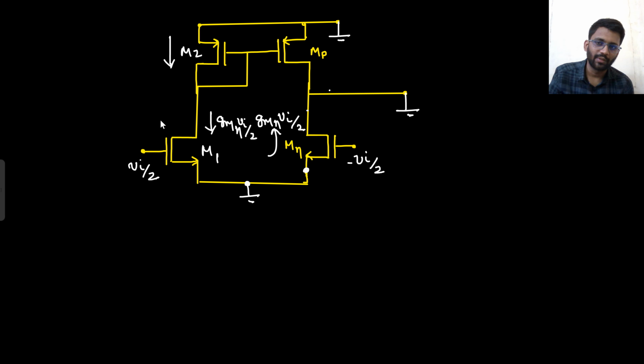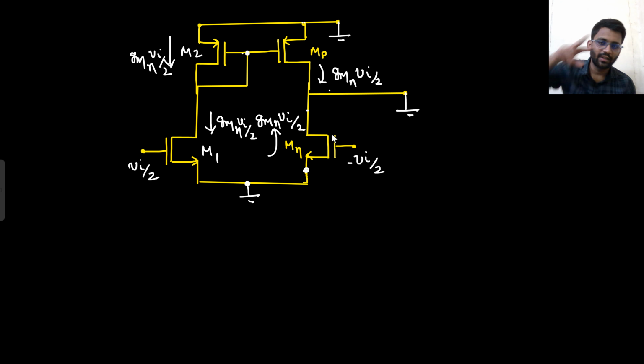Now the same current is flowing through M2 as well, because both are connected in series. So the same current is flowing through M2, that would be gmn Vin by 2 only, right? Now both have the same source and the same gate, so the source to gate VSG value is the same in both of them. And you are doing small signal analysis, so this current can be simply copied here. So in the downward direction there is gmn Vin by 2 current, this current only being copied.